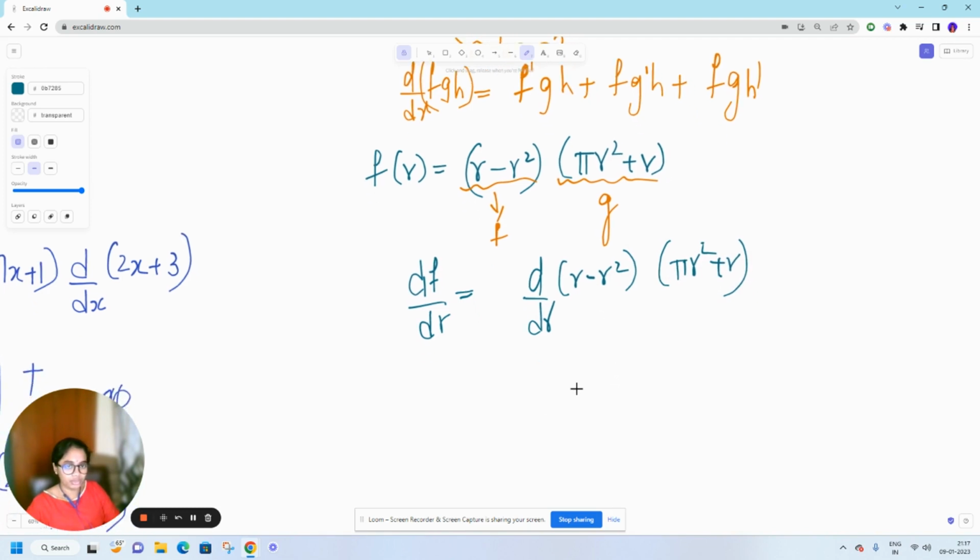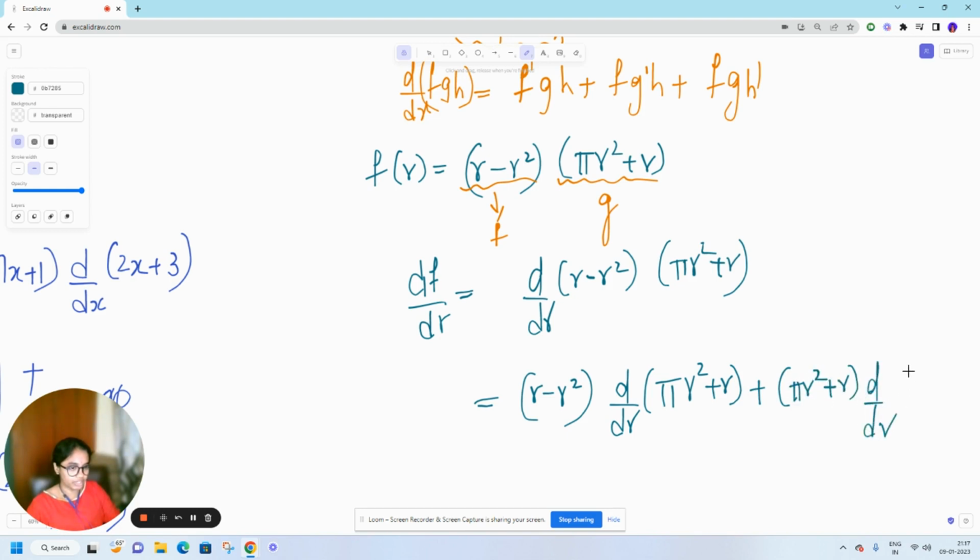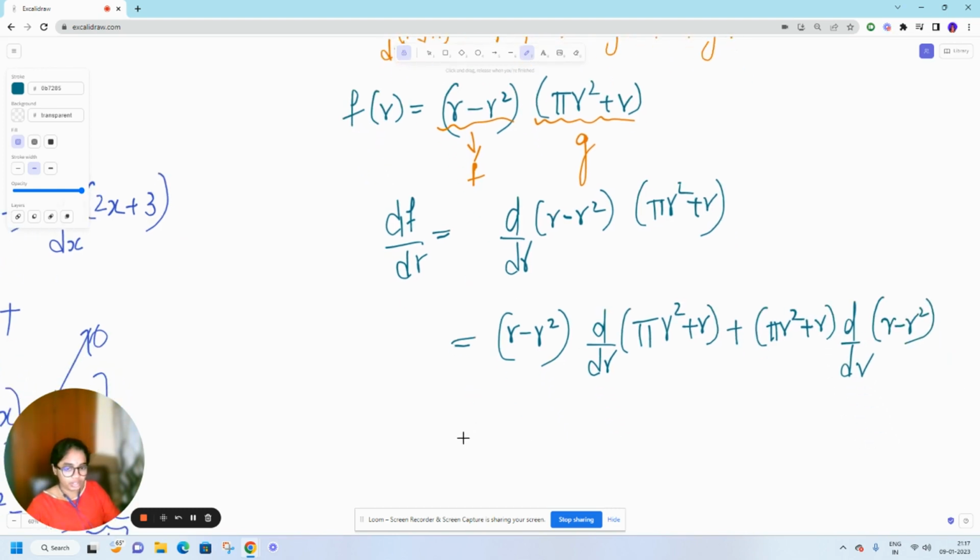Okay, what does the rule say? Write down f as it is, that is r minus r square as it is. Find the derivative of pi r square plus r, plus write pi r square plus r as it is. Find the derivative, that is d by dr of r minus r square. Okay, so I'll write this as r minus r square. What is the derivative of r here? Pi r square plus r.